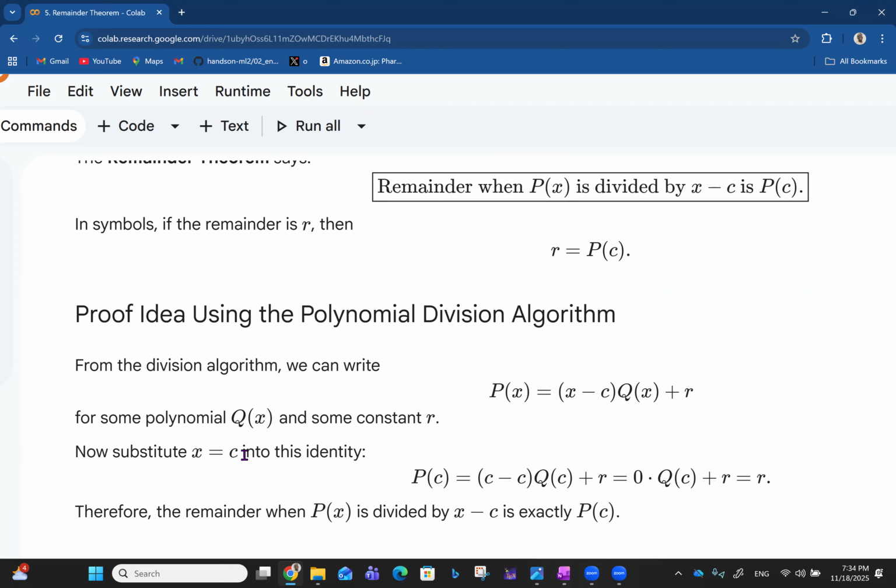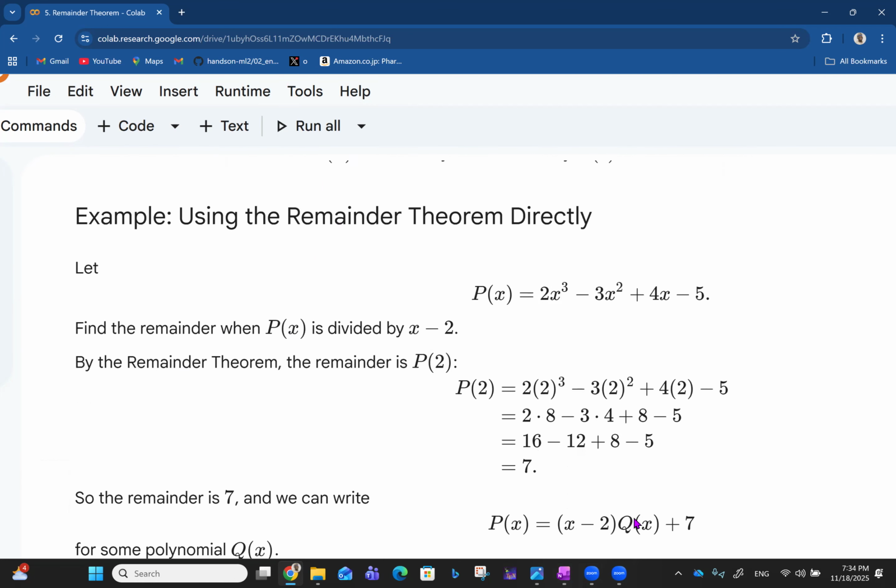Now, if you substitute x equals c into this identity, you have p of c equals c minus c times q of c plus r. So c minus c is 0, 0 times q of c is 0, and you have that plus r. So at the end of the day, you just have r. It means that if you substitute that constant, whatever you have left is your remainder. Therefore, the remainder when p of x is divided by x minus c is exactly p of c. And we have established that amply.